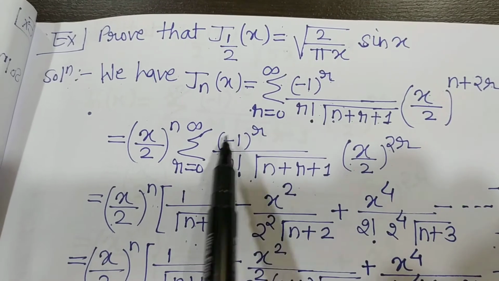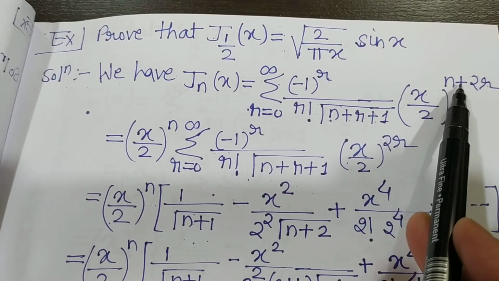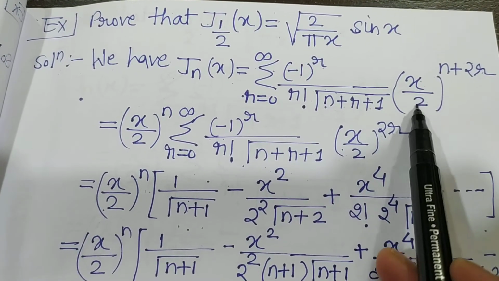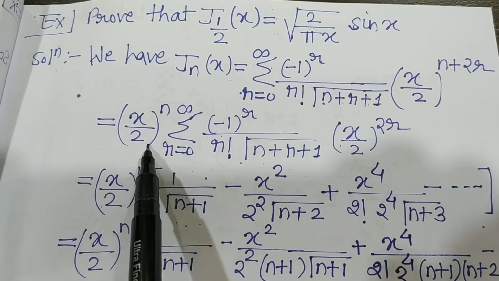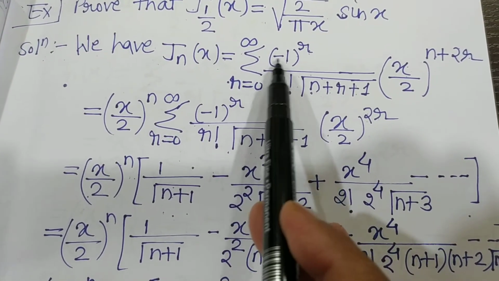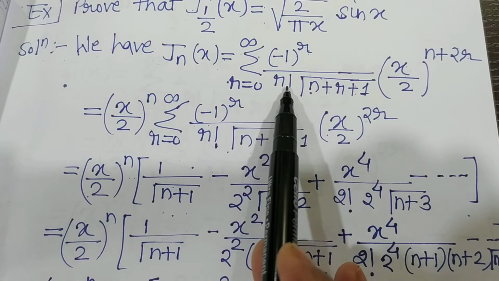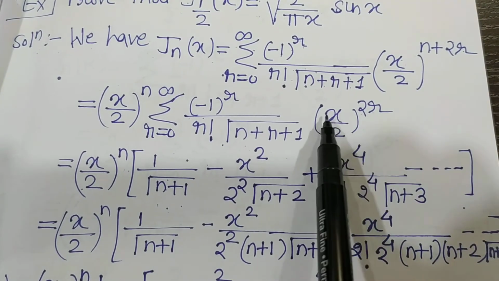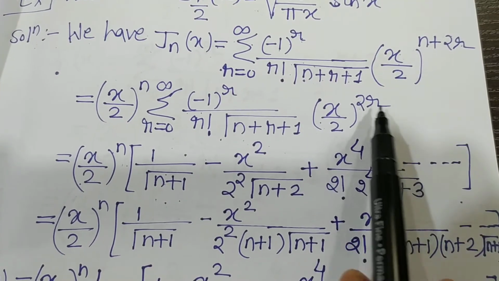So we can write x by 2 raised to n plus 2r, by law of indices, as x by 2 raised to n, which we take outside the summation because it is a constant term. Remaining terms are minus 1 to the power r, then r factorial, gamma of n plus r plus 1, and then x by 2 raised to 2r is remaining.